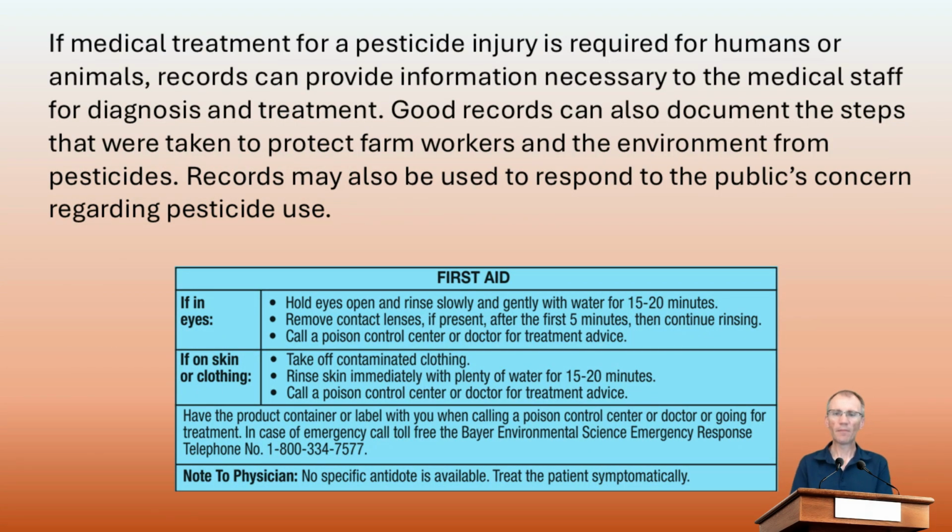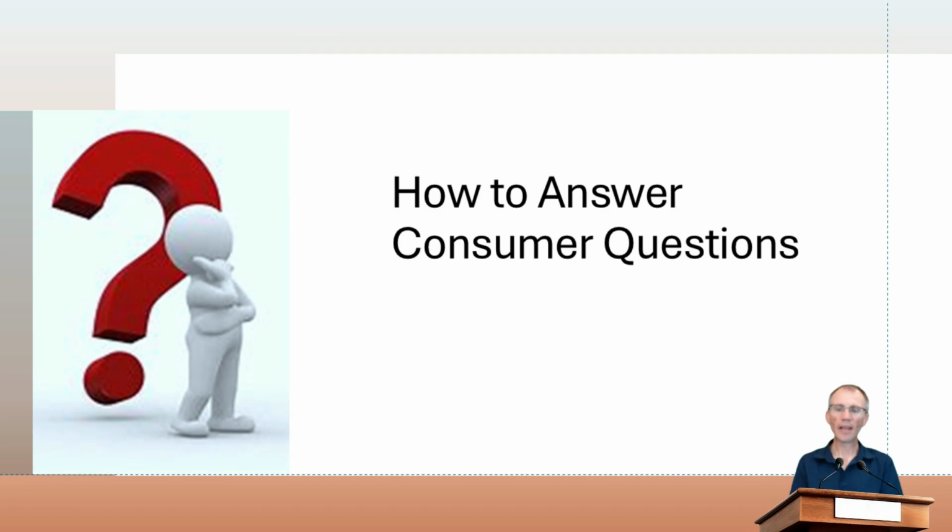If medical treatment for a pesticide injury is required for humans or animals, records can provide information necessary to the medical staff for diagnosis and treatment. Good records can also document the steps that were taken to protect farm workers and the environment from pesticides. Records may also be used to respond to the public's concern regarding pesticide use. How to answer customer questions.